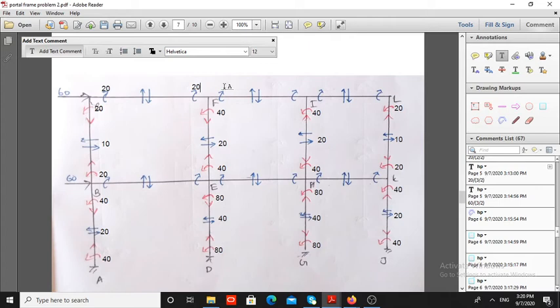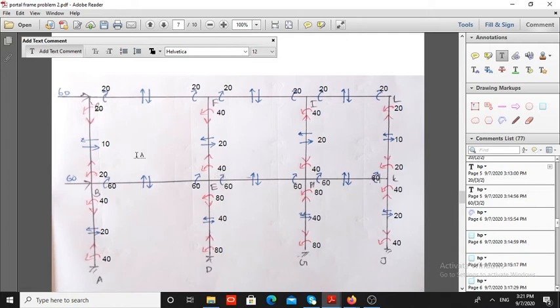Therefore this value is 60. So this value also 60. So here 40 plus 80, that is 120. Therefore this is 60 and this also 60. Here also the value is 60. Here also the value is 60. Here this is 120, therefore this is 60 plus 60. Same value is also here, 60.